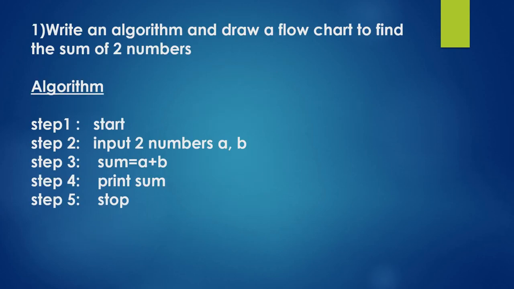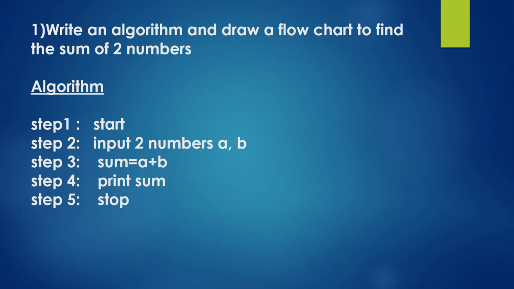This is the algorithm to find out the sum of two numbers. First step is start. After that, input. Here inputs are A and B. Then process. What is the process? Here we find out the sum. That is, sum is equal to A plus B.